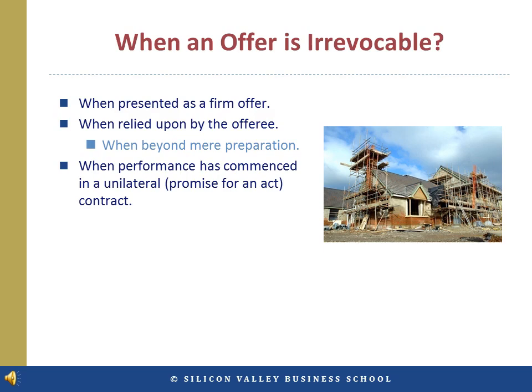Mere preparation to perform is not sufficient to render the offer irrevocable. The offer becomes irrevocable when performance has started under a unilateral promise for an act contract. However, A may be able to claim the offer is irrevocable under the reliance rule. If A relied upon B's offer in buying the gasoline to mow the lawn, then the offer may be irrevocable on the basis of reliance.